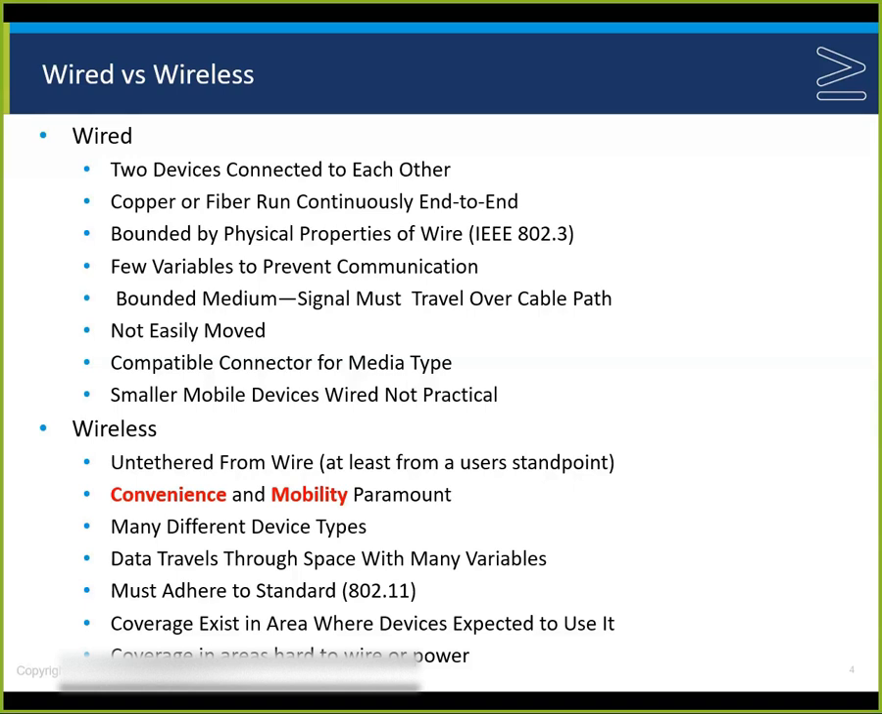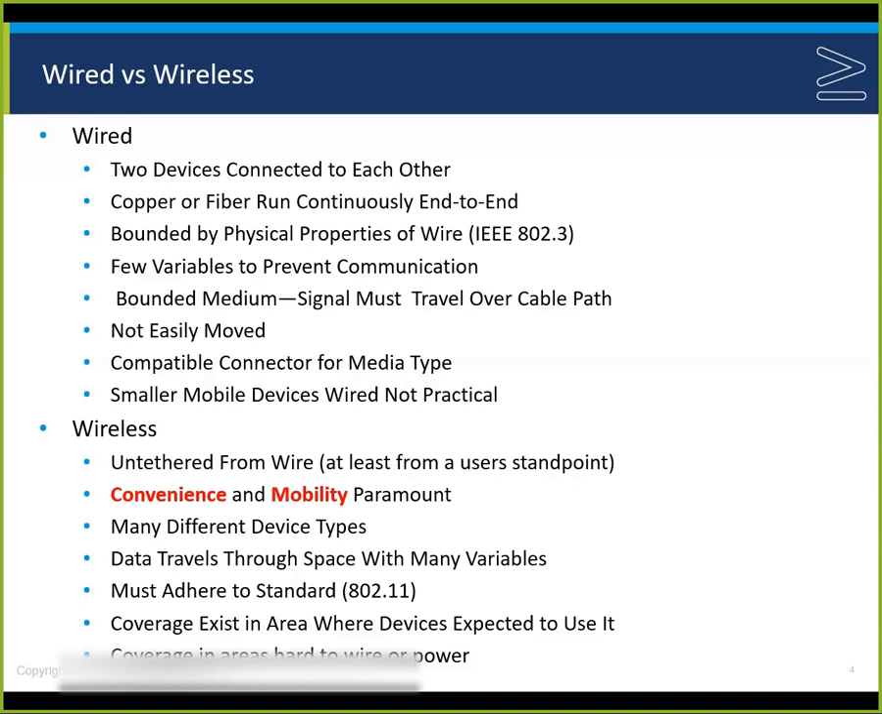The smaller mobile devices, your phone, your tablet, you can't plug them in when we look at those things. So they're going to have to be wireless. The wireless, untethered from the wire, at least from the user standpoint, untethered from the wire, untethered from the device.